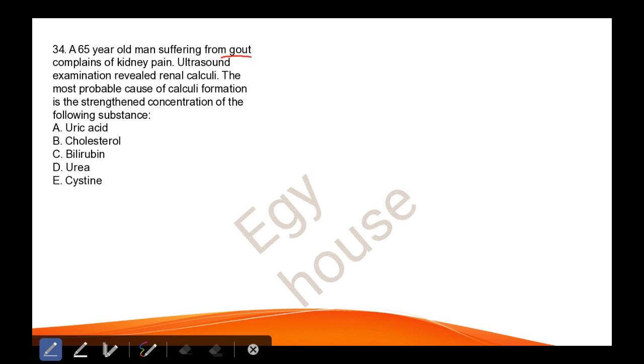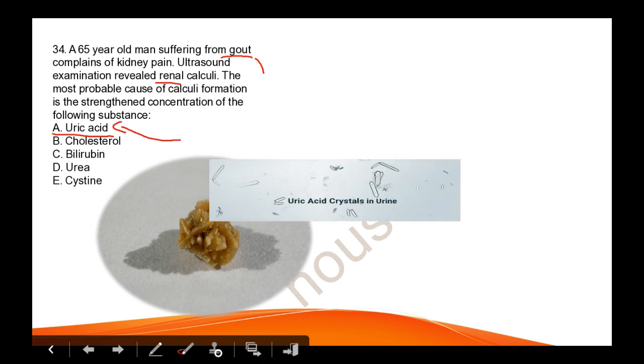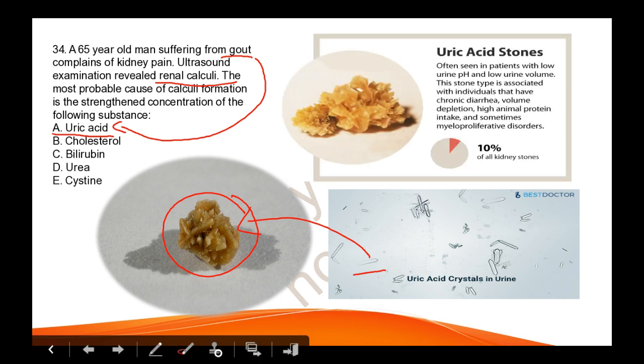This patient is having gout, so you always should link gout with uric acid. And also, he was having some renal calculi. The renal calculi are formed because these uric acid crystals will gather and form stones that look like this in the kidneys. Also, you can see the uric acid stones are very often found in gout patients.